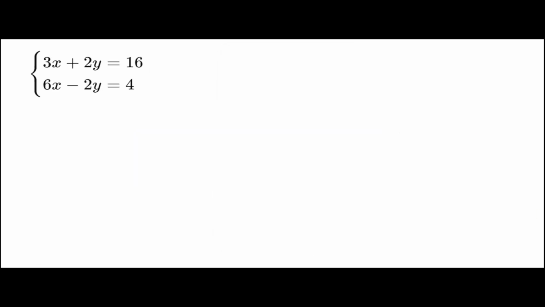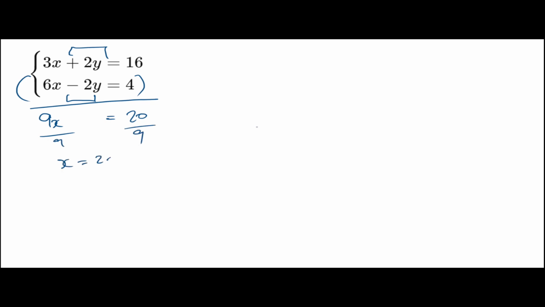The next question here, there's another fairly obvious elimination that we can do here with the y's: 2y and minus 2y. So if we add both of these equations together, we're going to get rid of those y's. So 3x plus 6x is 9x. 2y minus 2y is no y's. The equal sign comes down. 16 plus 4 is 20. And then I'm going to divide both sides by 9. x is 20 over 9, so 2 and a bit.